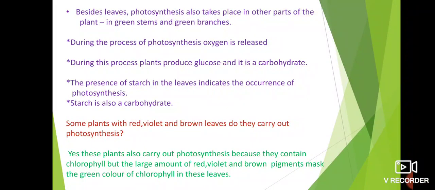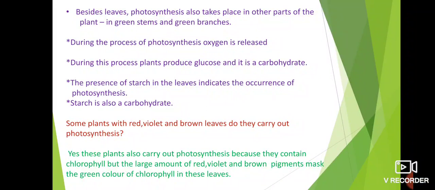During the process of photosynthesis, oxygen is released. Yes, we all know during this process oxygen is released, and during this process plants produce glucose. That glucose is carbohydrate. And the process of photosynthesis is indicated by the presence of starch in that. Starch is also a carbohydrate.